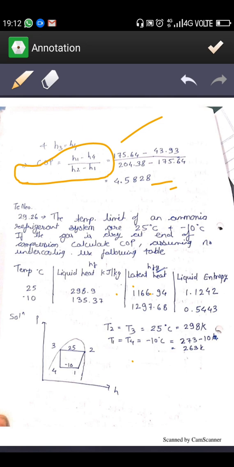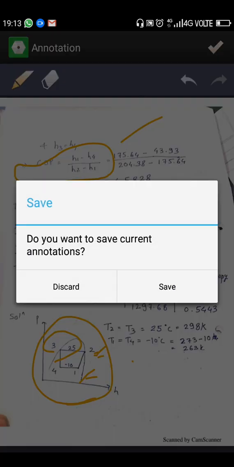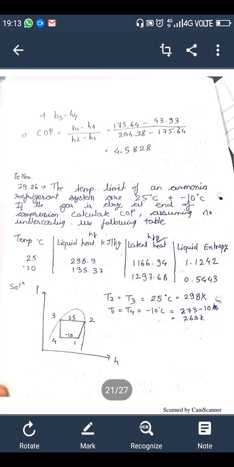Similarly, we are taking this another numerical. Here what happens, this is again wet compression, and the vapor leaving the compressor is dry and saturated, and here no subcooling is provided. So the formula will be something changing there. We just have to use the proper formula.